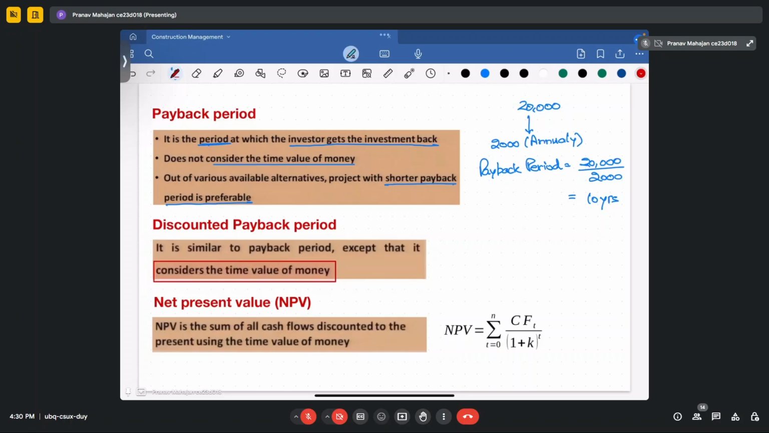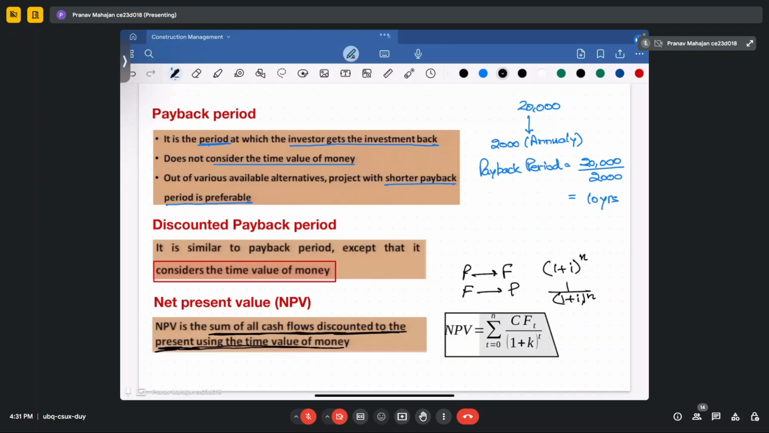Next, when you are considering the time value of the money, there is the net present value. Net present value is the sum of all the cash flows discounted to present using the time value of the money. That means when you are considering all the cash flows based upon the time value of the money, that is the net present value. So if we go from present value to future value, which factor are we using? We use 1 plus i to the power of n. And from future value to present value, we use 1 divided by 1 plus i to the power of n. Okay, so this is what NPV is. NPV tells you what will be your present value of the money when the future value of the cash flows is given by CFt.